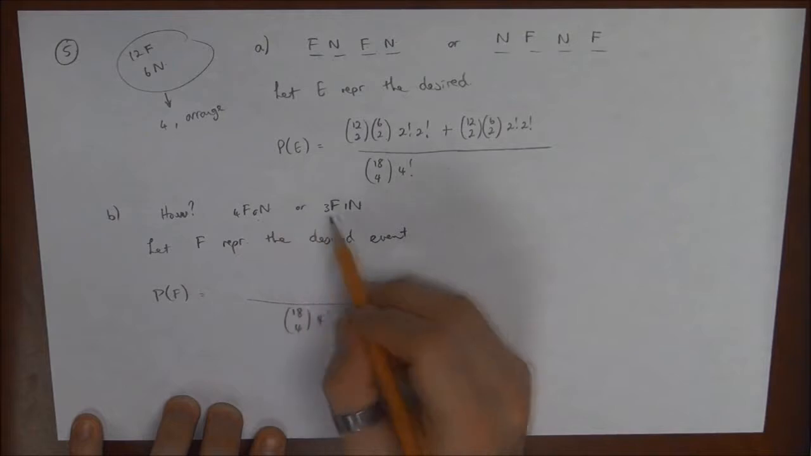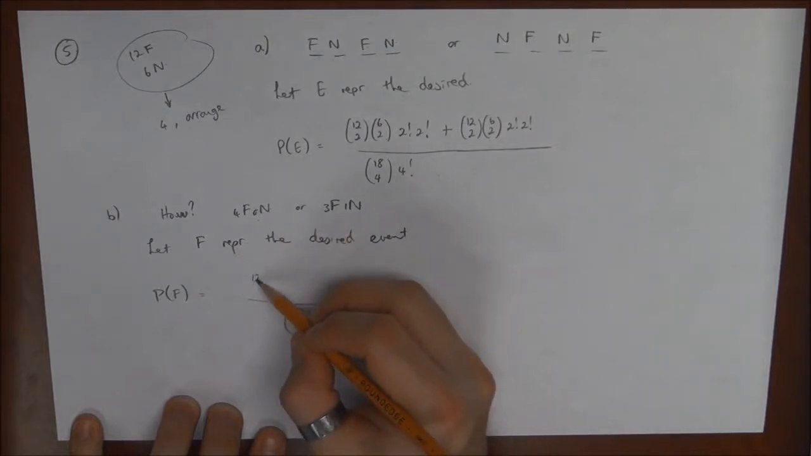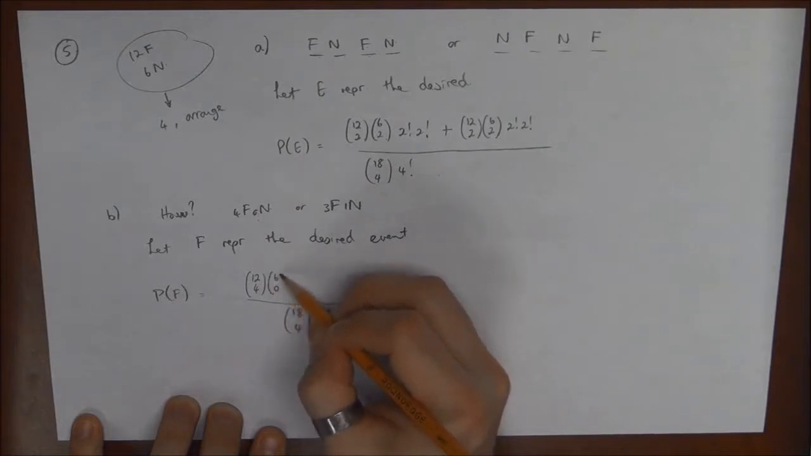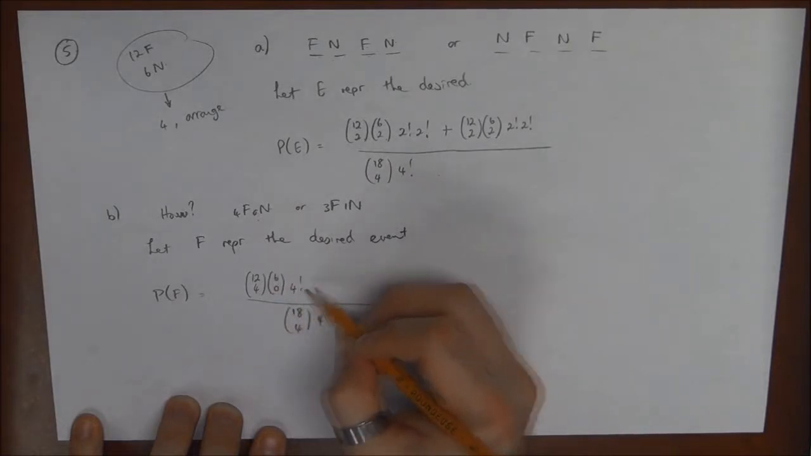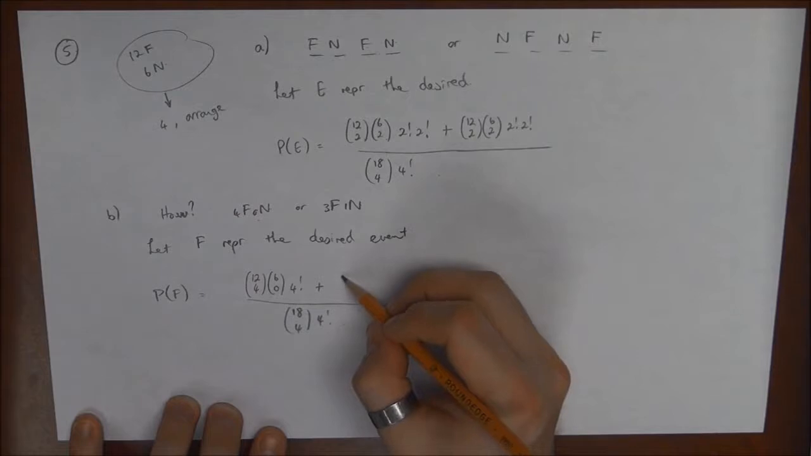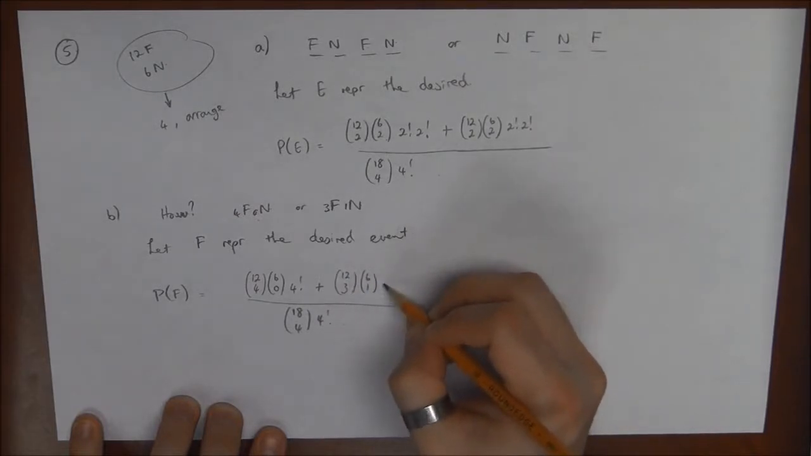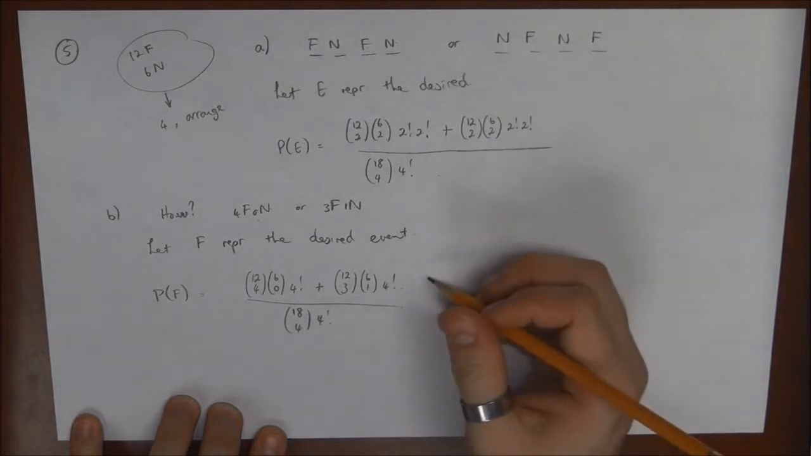I'm going to follow these 2 cases again. So now I want 4 fiction books. I'll write here 0 non-fiction and arrange them. Or 3 fiction, 1 non-fiction and arrange them.